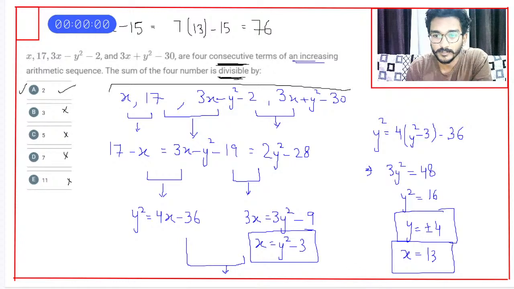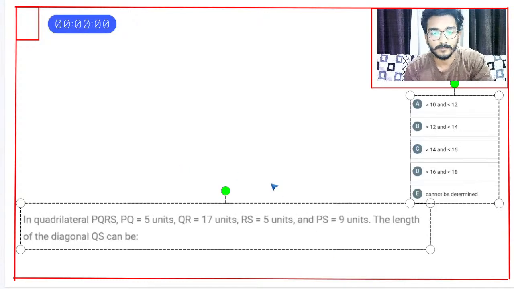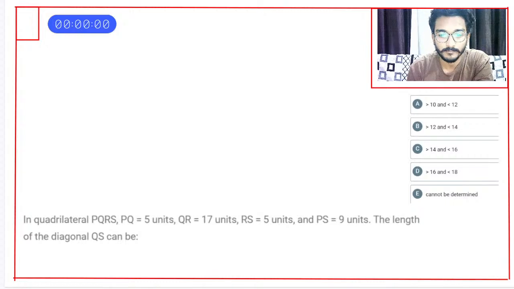ठीक है, मूविंग टू द नेक्स्ट. जस्ट अ मिनट. Yep, solve this question based on geometry.